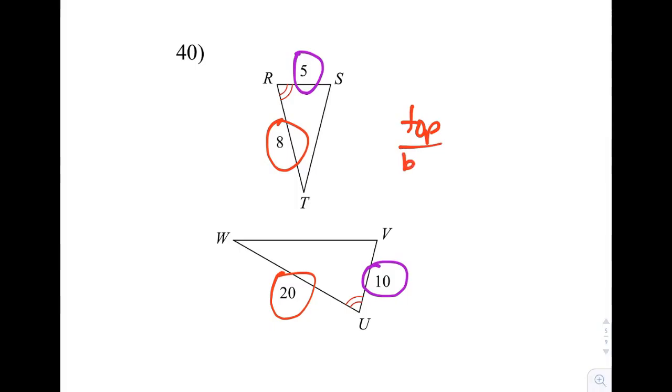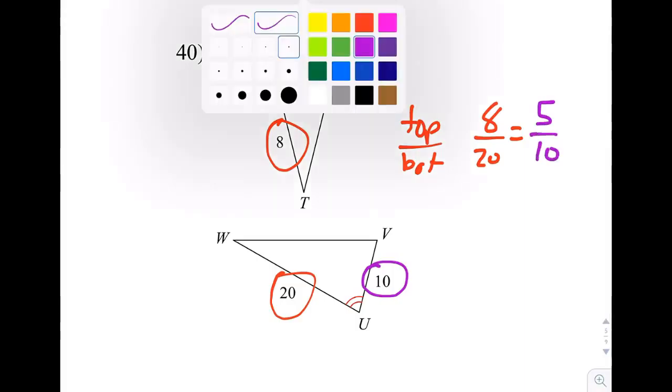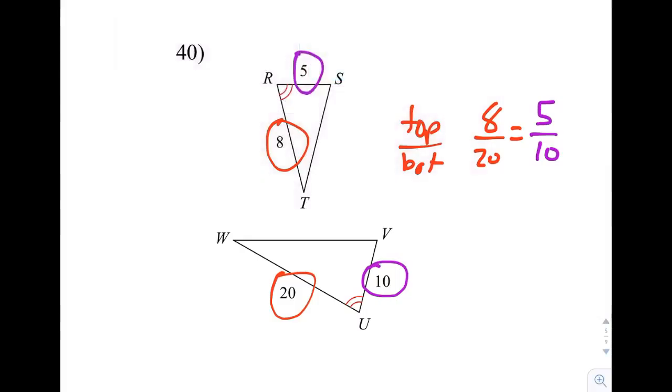Again, I'm going to choose to go top over bottom for consistency. I have 8 over 20, and that should be equal to, if this is a similar triangle, 5 over 10. When I find these fractions, 8 over 20, that reduces to 4 over 10 or 2 over 5. Or if you just want to do decimal, it's 0.4. 5 over 10 is 1/2. In decimal, 0.5. They're different, so you would just put not similar and be done.